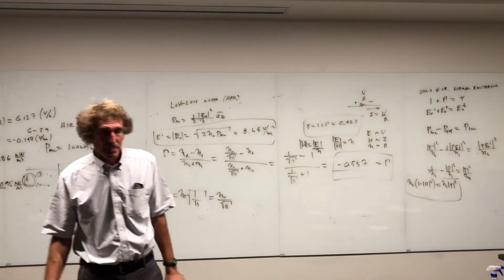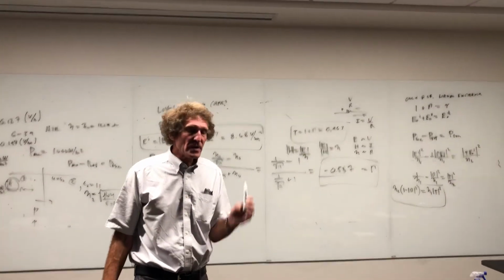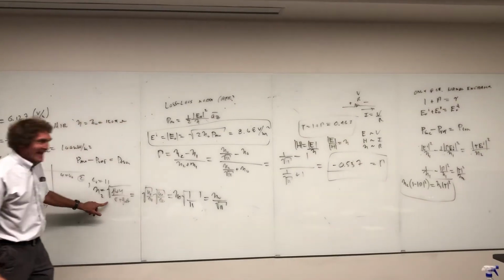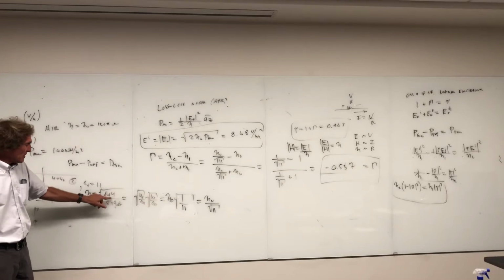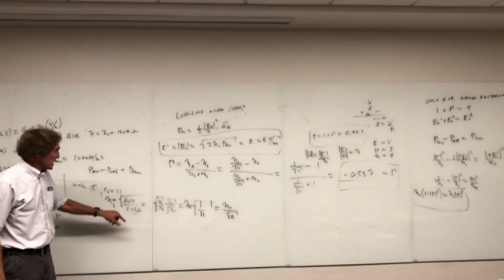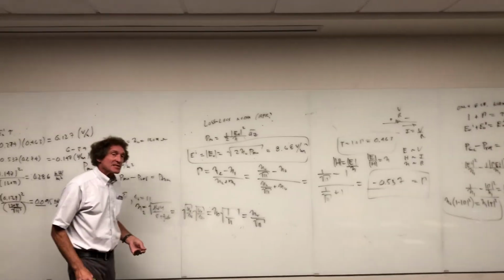Is eta 120 pi just in air, or also with losses? No, only in air, because remember, the way we got it was right here. We said eta in general is the square root of j omega mu, for constant frequency now, divided by sigma plus j omega epsilon. We're in a lossless media, right?